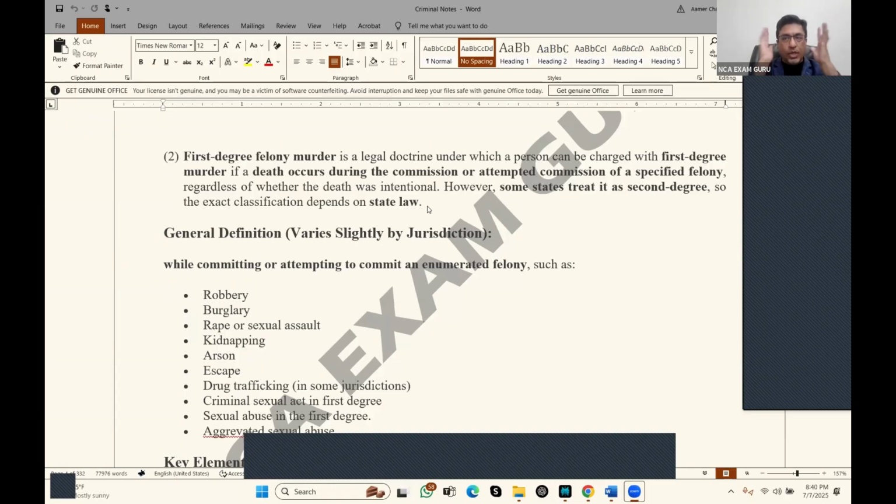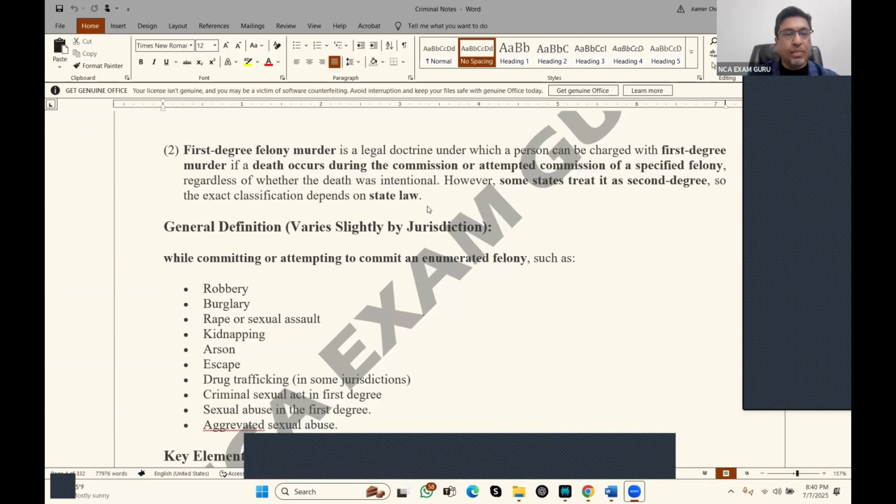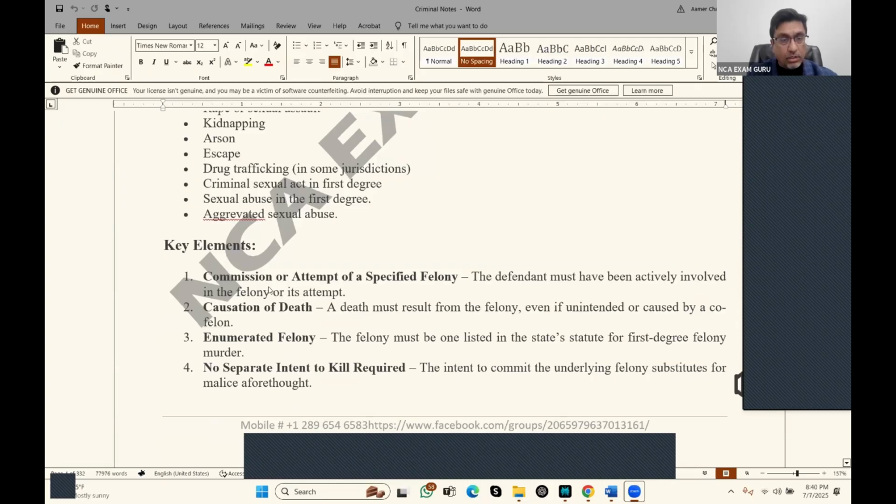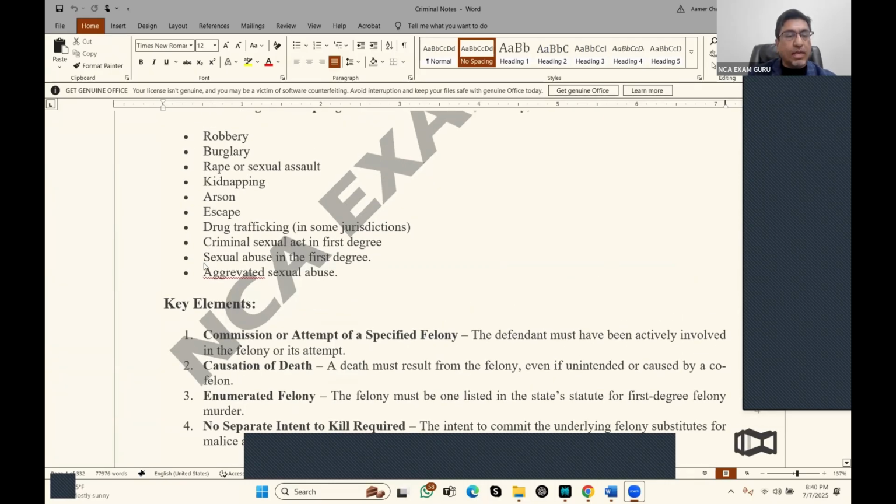If in New York, same fact pattern, second degree murder. Other than New York, first degree. One more question. These are the general definitions: while committing or attempting to commit an enumerated felony such as aggravated sexual abuse. These are criminal sections, whatever. Drug trafficking. Key elements.